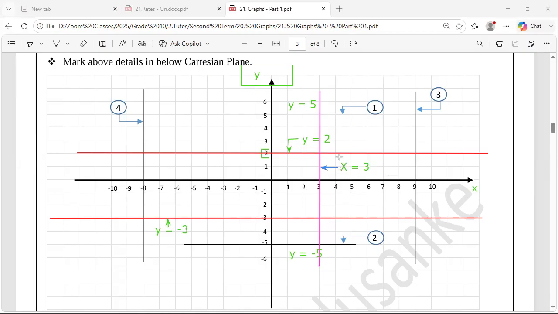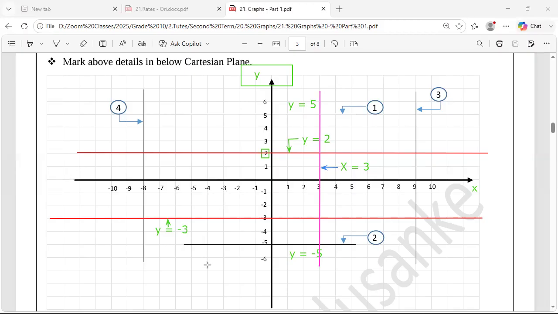And the equation of this vertical line crosses through 3 on the x-axis. Then they are asking, draw the line x equals -4. This is my x-axis, right? And where is my minus 4? This is my minus 4.